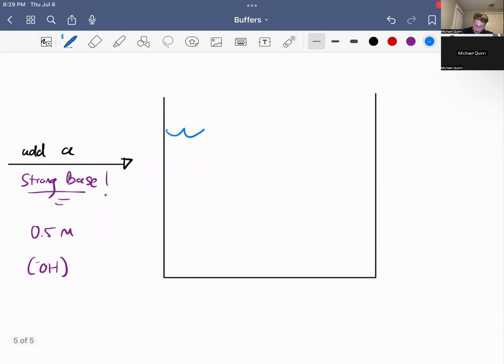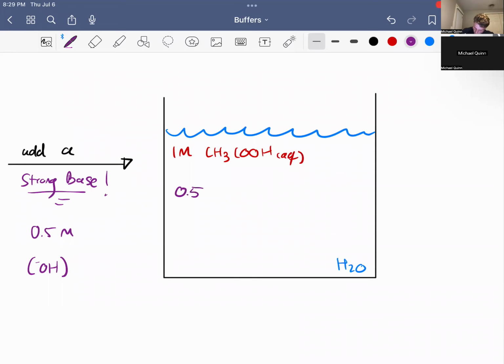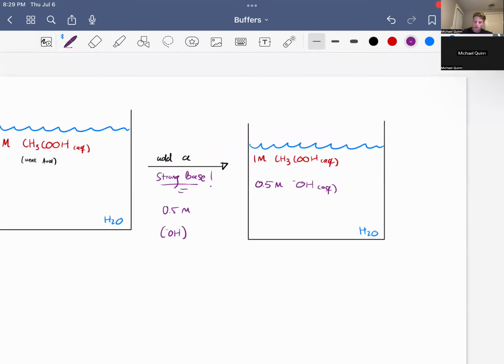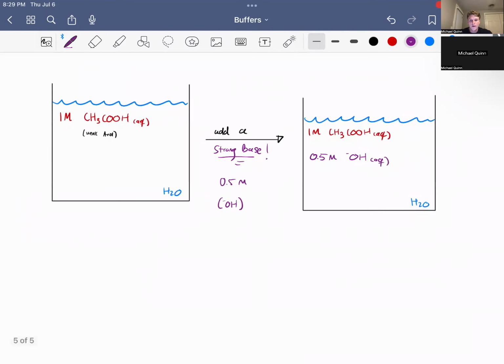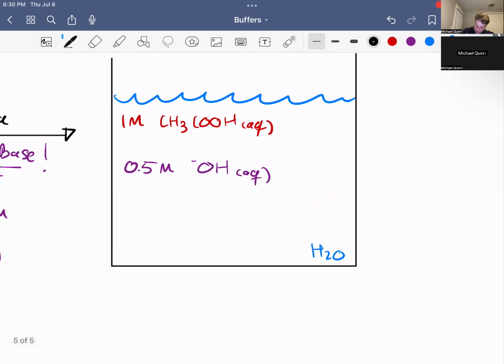So let's draw our new beaker. There is water. There is 1 molar of CH3COOH aqueous, and there is 0.5 molar of OH minus aqueous. So at this point, when you are solving a titration problem, you need to draw a beaker with what you have and what you have added. And then what you want to do is to draw an ice table to see the reaction that will proceed. So what I'm going to do is draw an ice table for our new beaker.